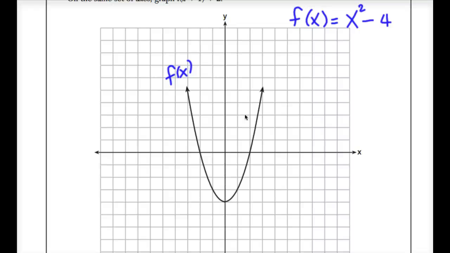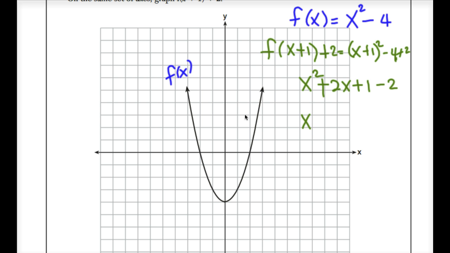Now they said on the same set of axes, I want to find f of x plus 1, plus 2 outside. So what does that mean? All that means is that wherever I see x, I'm going to replace it with x plus 1, and then I'm going to add 2 outside. So this becomes x plus 1 squared minus 4, and I'm adding 2 more outside. Plus 2. Box method, I can factor this out to be x squared plus 2x plus 1, and this will be minus 2. Go ahead and simplify this down. I get negative 1. So let's call this g of x. It doesn't matter what I call it.